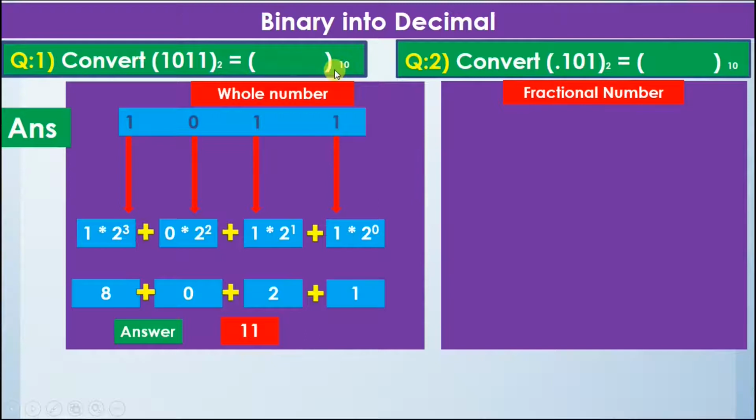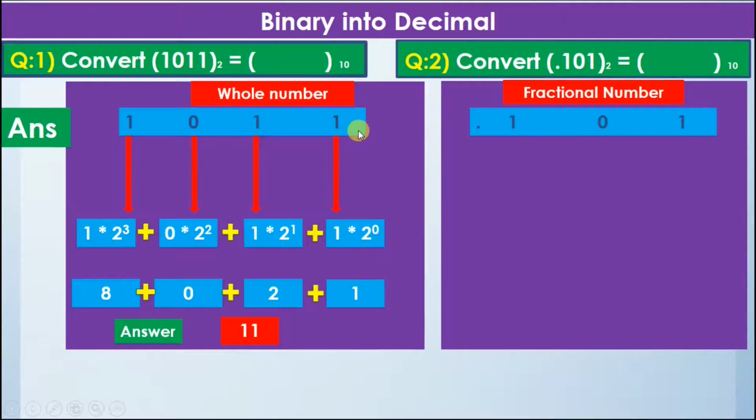So now we have seen how to convert binary into decimal using a whole number. In the next question, we will see how to convert a floating point number into decimal. Here we are given the number 0.101. While doing the fractional part, we will start from the leftmost digit, which is 1 here, and multiply it by 2 raised to power minus 1. In this way, we will take digits from left to right and multiply with powers of 2 starting from minus 1, then minus 2, minus 3 and so on.